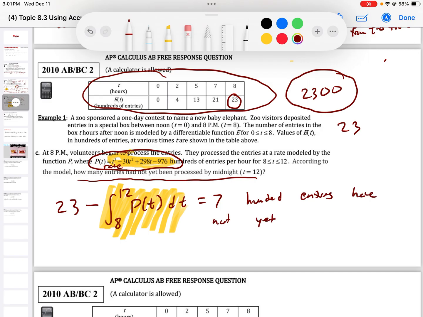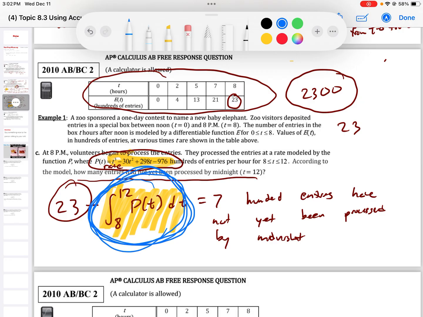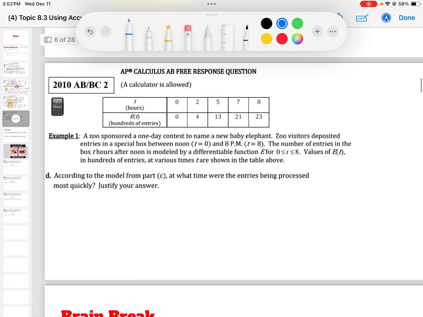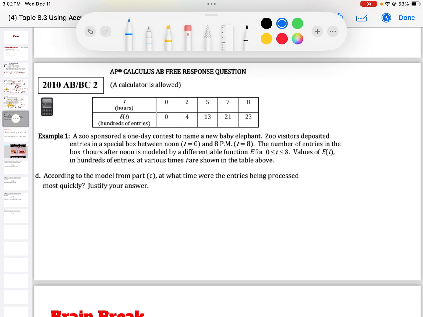So 700 entries have not yet been processed by midnight. I don't know how to spell processed. So I guess they keep going after that or the next day. So there's 2,300 entries in the box. At 8 o'clock, they start processing them. And the total amount processed gives us out of this. So I do 23 minus the total that's been processed. They're left with 700 entries that have not been processed.